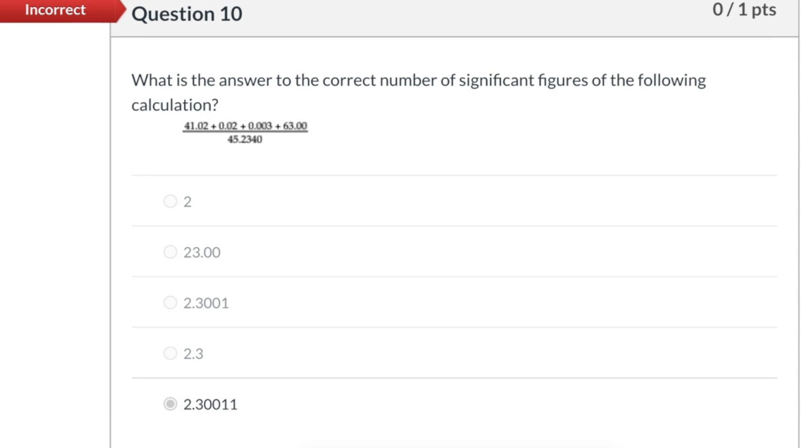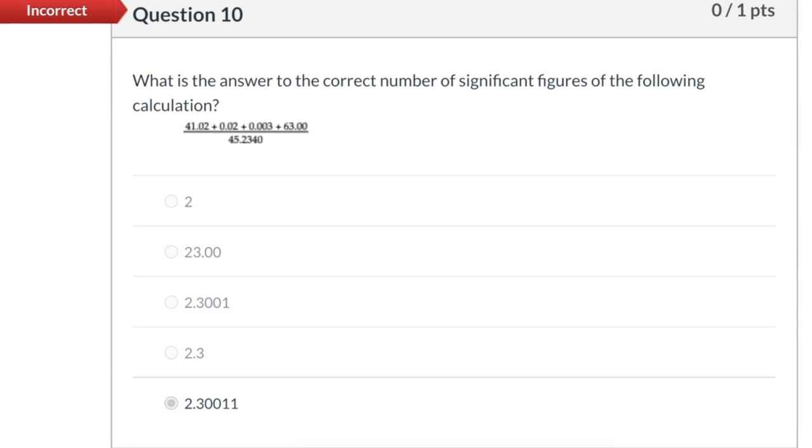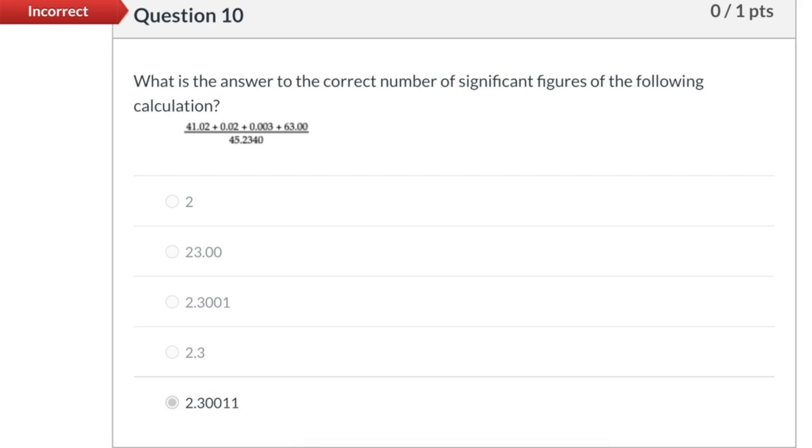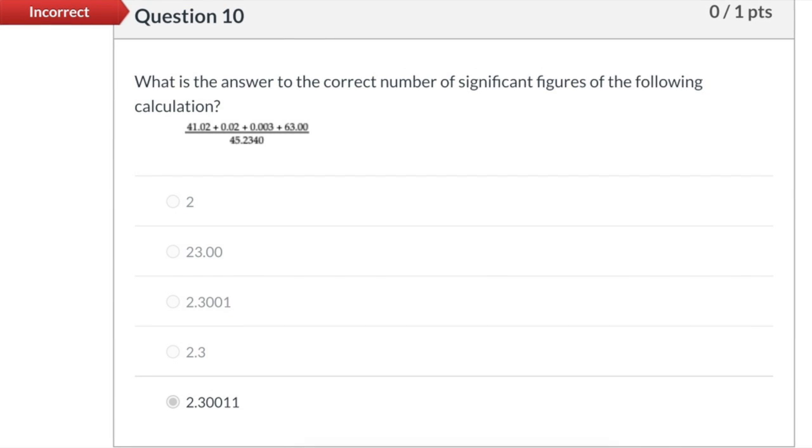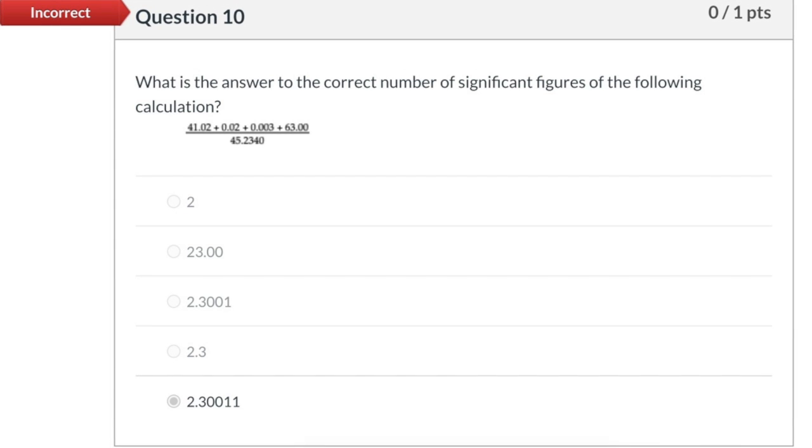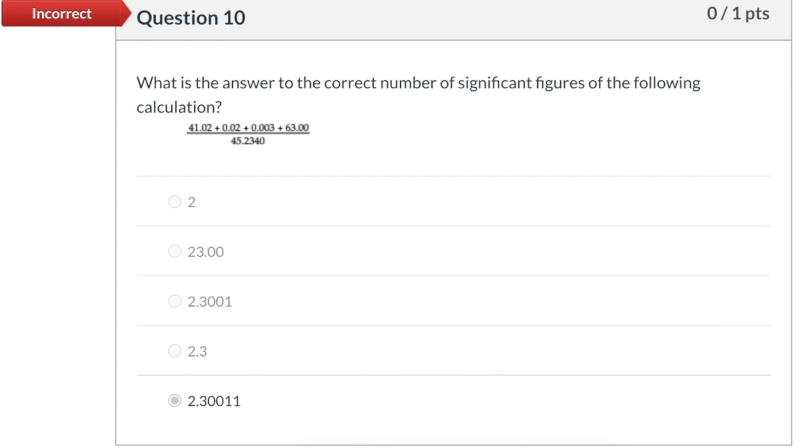And in the denominator, 45.340, you have 6 significant figures. So you have to use the multiplication and dividing rounding method because you're dividing these two numbers. In that method, you just have to pick the smallest amount of sig figs, which in this case is 5, because 5 is less than 6.